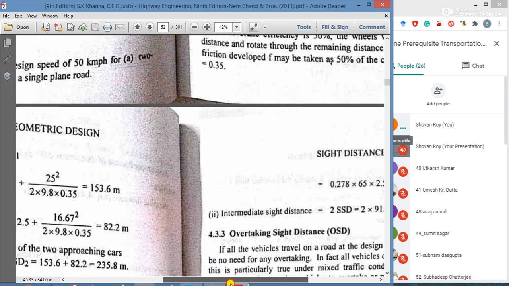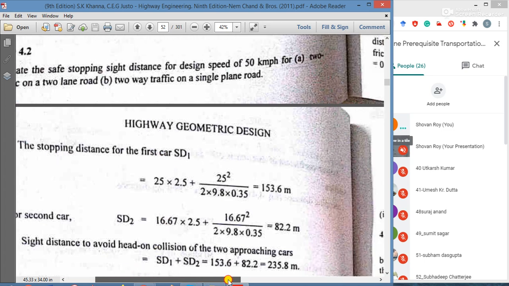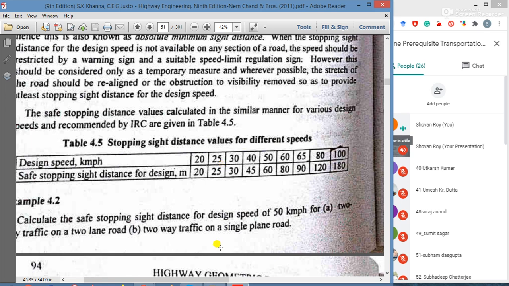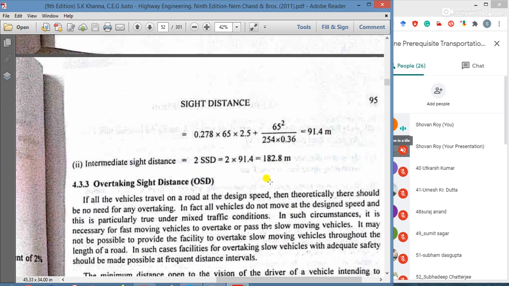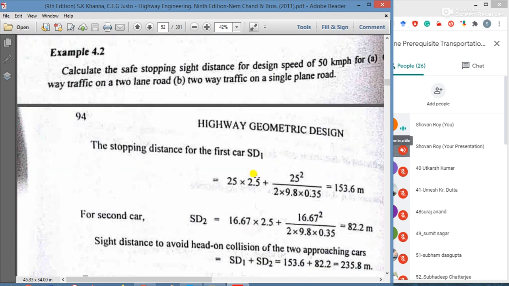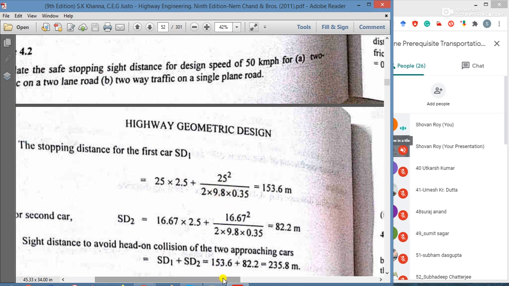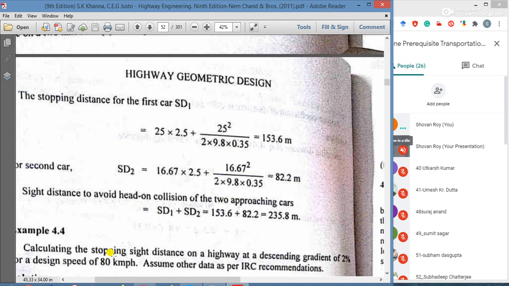Now calculate the stopping sight distance for the first car, SD1. The velocity was 25 meter per second; we had converted from 90 km per hour. So 25 into reaction time 2.5. This is Vt, V into T, plus V square by 2gf, 25 square by 2 into g, where g is 9.8. F is 50% we have taken, so 50% of 0.7 is 0.35. Now the SD1 is 153.6 meter.